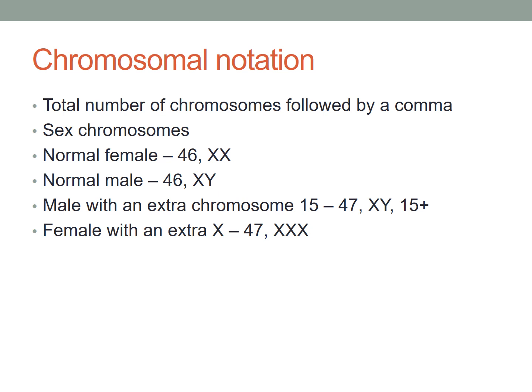Karyotypes are presented in a standard form. First, the total number of chromosomes is given, followed by a comma, then the sex chromosome constitution. If the chromosome or abnormality represents an addition or deletion of a chromosome, that is then indicated after a comma beyond the designation for the sex chromosomes.